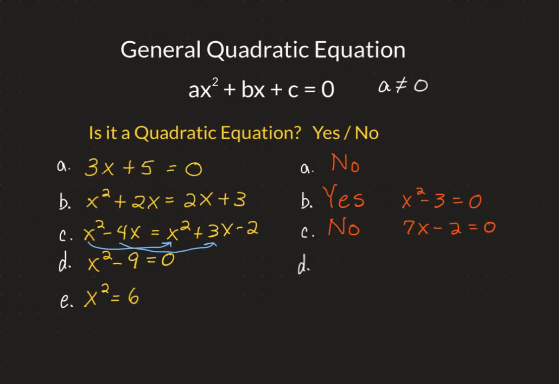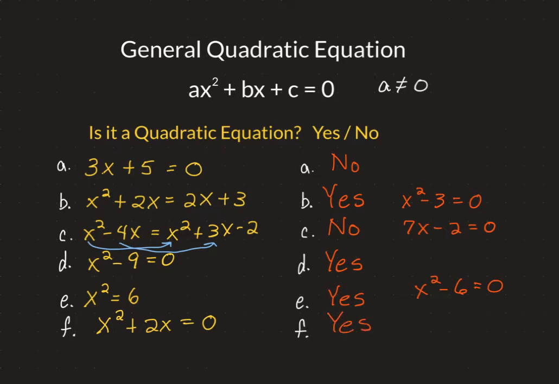D, yes, D is a quadratic. Just like number 2, it is simply missing the middle term. Okay, what about E? Is it a quadratic? Yes, it is. Actually, it too is missing the middle term. If we subtract 6 from both sides, we get that. Let's try one more. Is the equation x squared plus 2x equals 0 a quadratic? Yes, it is. There is no constant term there, but that's okay. As long as we have an x squared, we're fine.